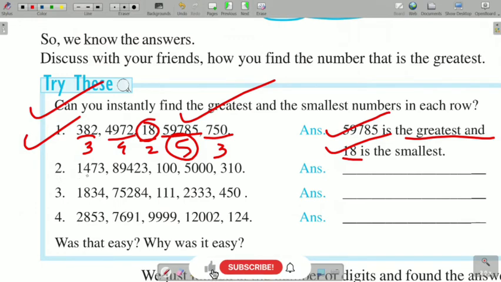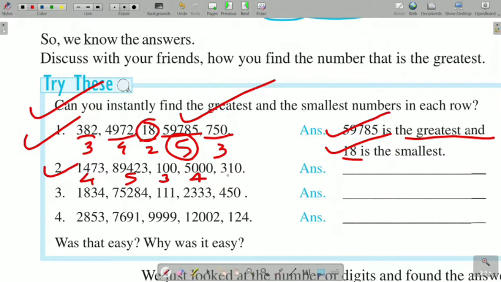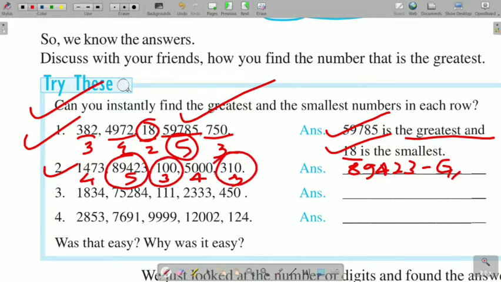In question number 2, here it has 4 digits, here it has 5 digits, 100 has 3 digits, 5000 has 4 digits, and 310 has 3 digits. So the greatest is 89,423. It will be the greatest number. And which one will be the smallest? Here we have two numbers which have 3 digits. First is 100 and second is 310.